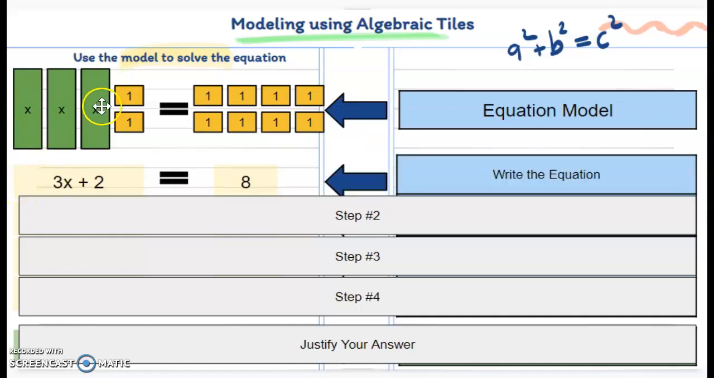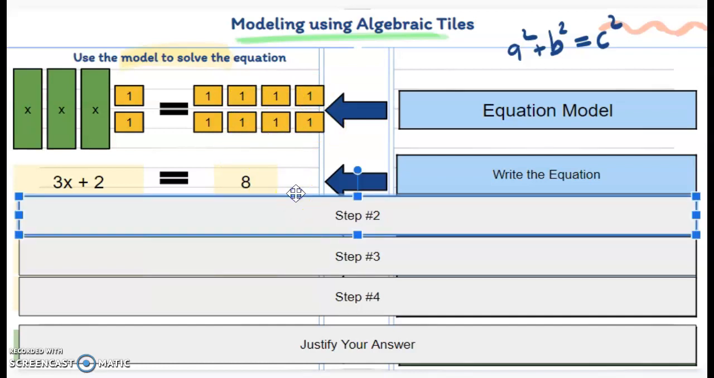So we have 3x, so you just put 3x together. And because these are yellow and they don't have a negative sign in front of them or they're not red, that's a positive 2. We bring down our equal sign and we have 2, 4, 6, 8 on this other side. And we just go ahead and write that equation.